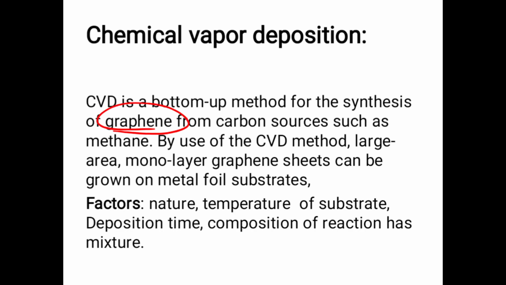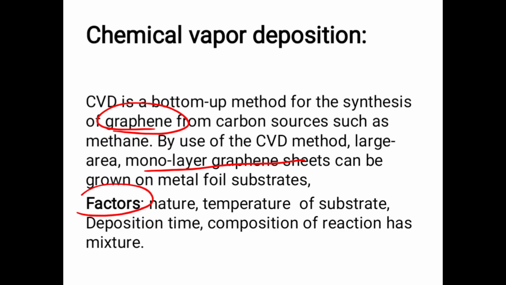These are the nano sheets that are made of carbon. By using this method, we can prepare graphene sheets. These are monolayer graphene. This process is very efficient for the formation of pure graphene sheets.